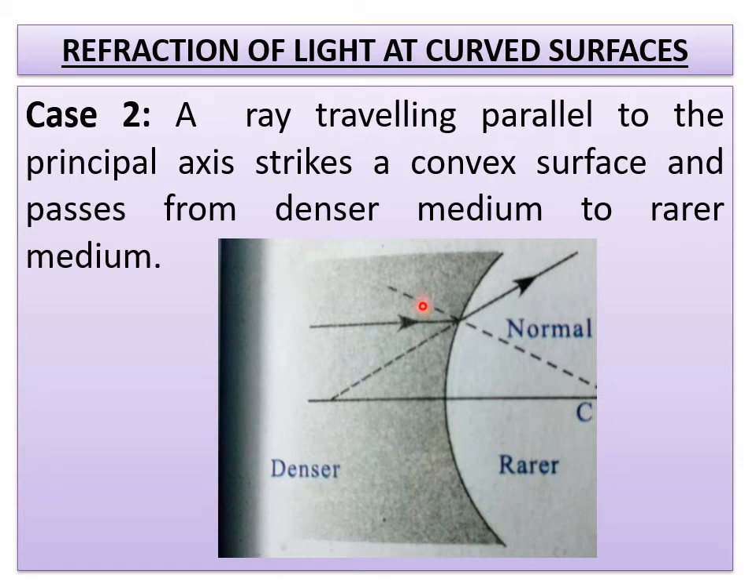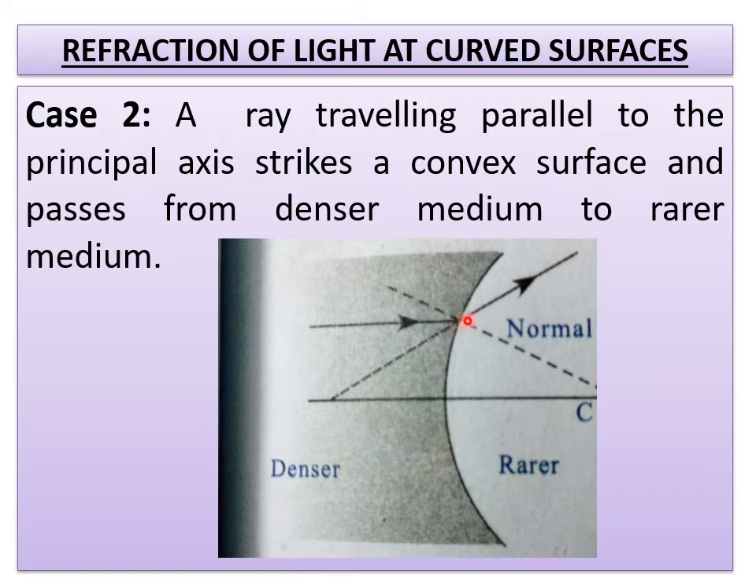If this is your angle of incidence, whenever a ray passes from denser to rarer medium, we know that it moves away from the normal. That is the reason here R is more. Here I is less and R is more. So it is refracted away from the normal. That is what we are observing in this case. You have to remember it in such a way. And one more point you have to remember: this is the refracted ray.